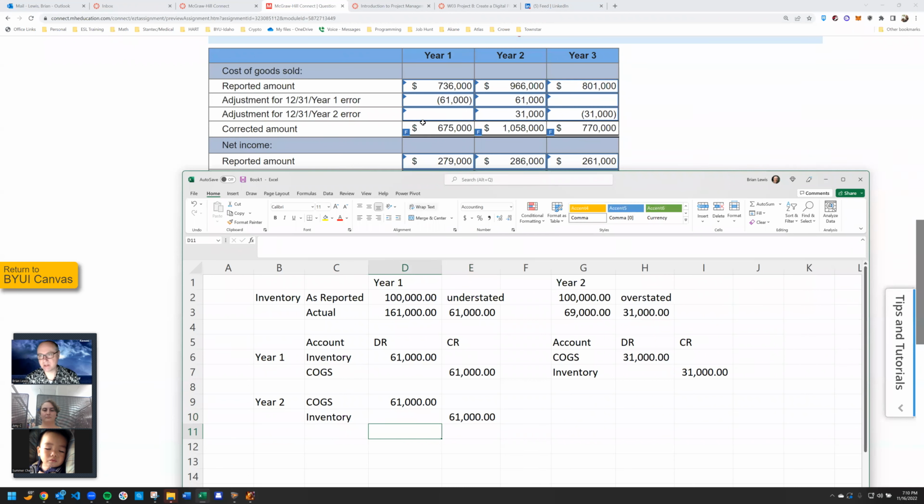Which is where you'll see on this one, year two shows on COGS an increase when you reverse it out. And then this year two adjustment is happening in year two, and in year three, the same thing. So we're going to just do the backwards inventory and cost of goods sold.